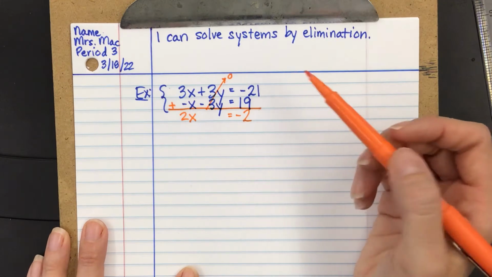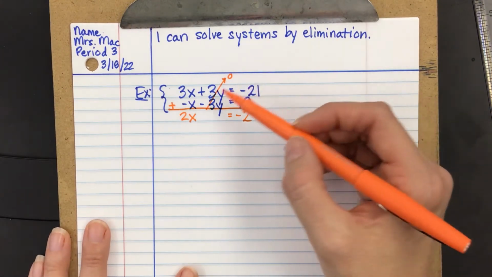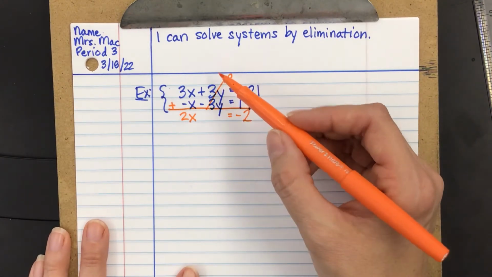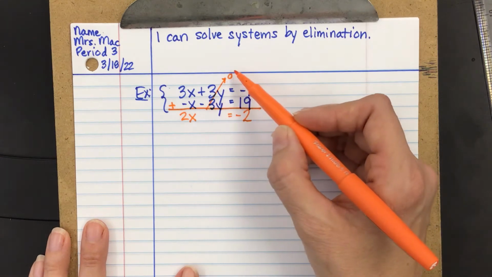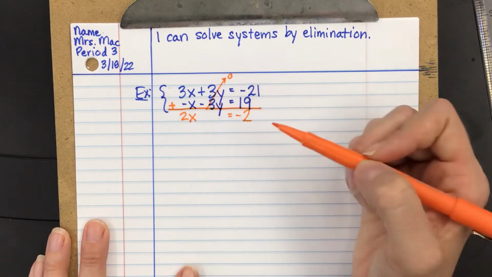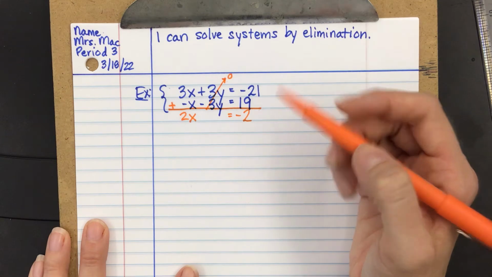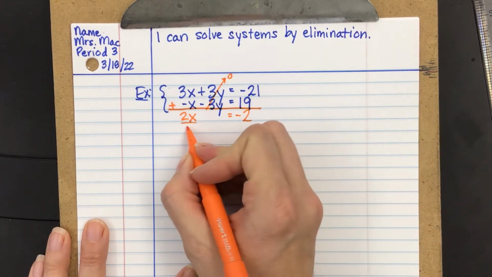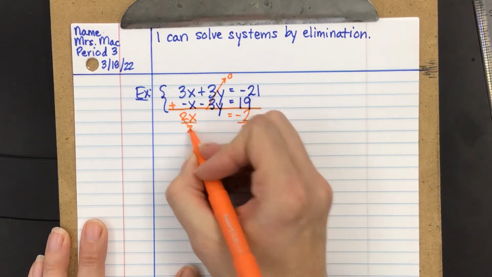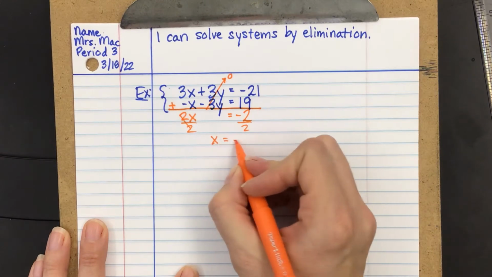So we call this method elimination because by adding the two equations together, we were able to eliminate our y terms. Okay. And now all I have to do is divide both sides by 2, and we get that x is equal to negative 1.